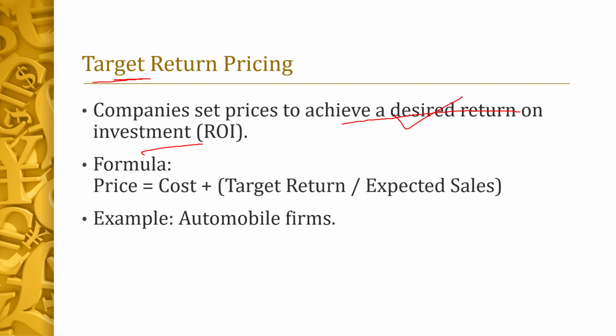There is a formula again to calculate it, where we say that price is equal to cost plus the target returns that we are desiring or expecting, divided by expected sales. For example, automobile companies like Tata Motors, Hyundai and Honda use this method when launching a new car model. They calculate the expected sales and they set a price that guarantees a specific return. That is why it is called target return pricing.